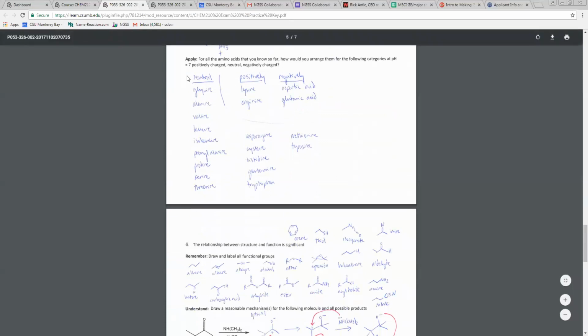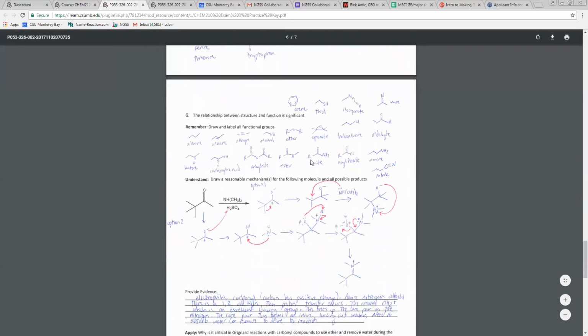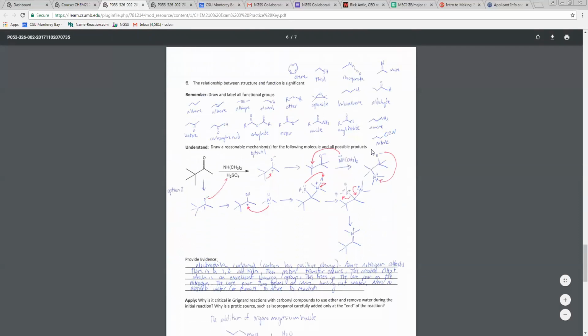Arrange them in terms of categories: positively charged, neutral, negatively charged with respect to pH 7. That's pretty straightforward. The relationship between structure and function is significant. So, drawing and labeling all functional groups, and being able to draw a reasonable mechanism for the following molecules.